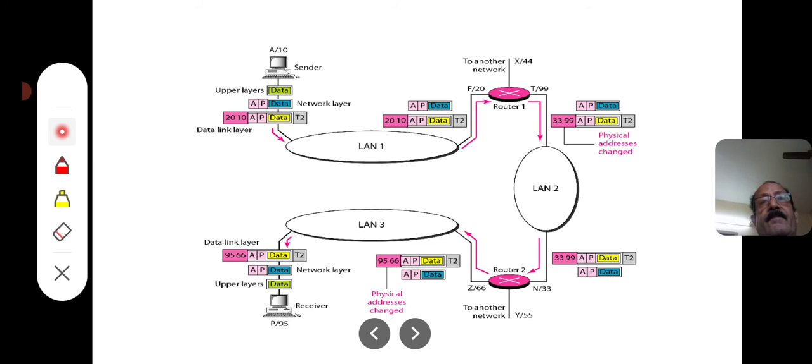Then the system checks this. Yes, destination address is meant for this. IP address is also the IP address of the receiver. Then data goes to the receiver.